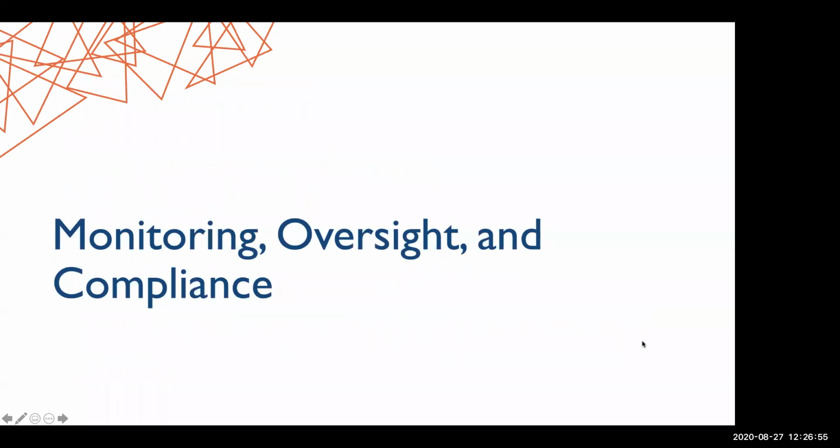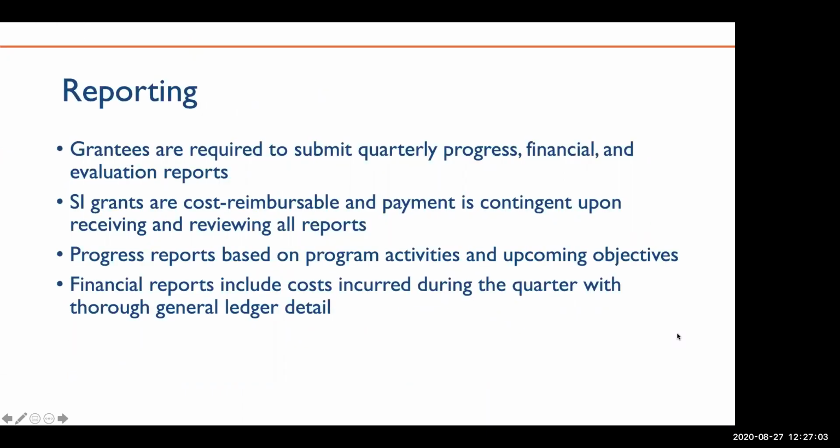So now we're going to discuss some items related to monitoring, oversight, and compliance with these awards. Just to briefly touch on some reporting requirements, grantees are required to submit quarterly progress, financial, and evaluation reports. SI grants are cost reimbursable and payment is contingent upon receiving and reviewing all reports. Progress reports are based on program activities and upcoming objectives. Financial reports include costs incurred during the quarter with thorough general ledger detail.